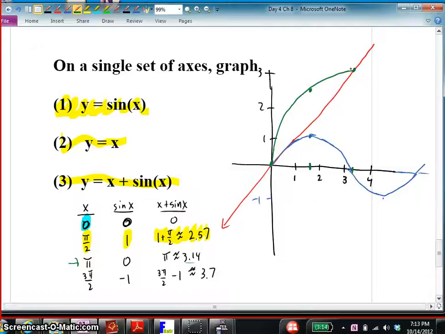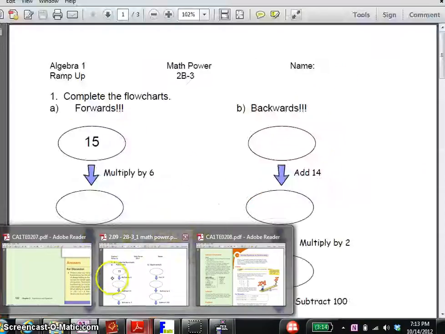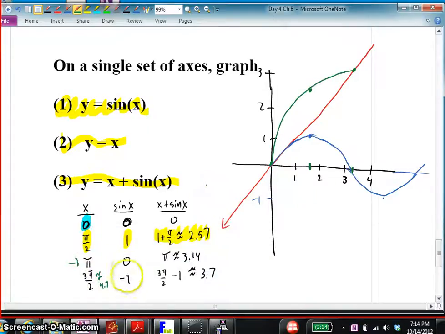Then we move to 3 pi over 2, which is about 4.7 something. So x is about 4.7, sine of x is -1, and then 3 pi over 2 minus 1 is 3.7. So at 4.7, that's maybe about right in here, we are at 3.7, so that's going to be sort of up here. And so you can see that we go like that.